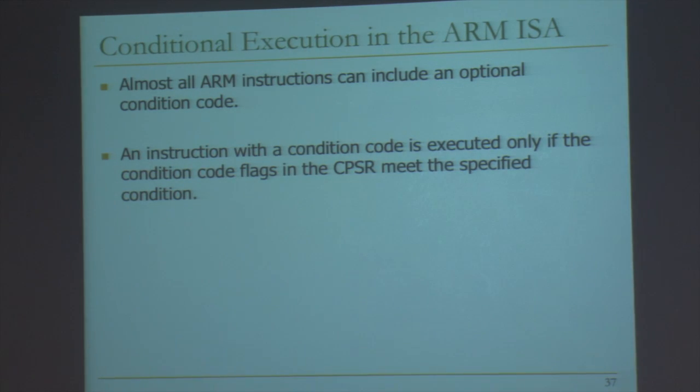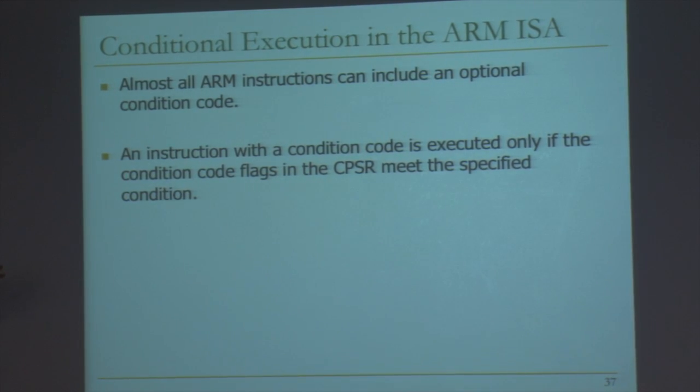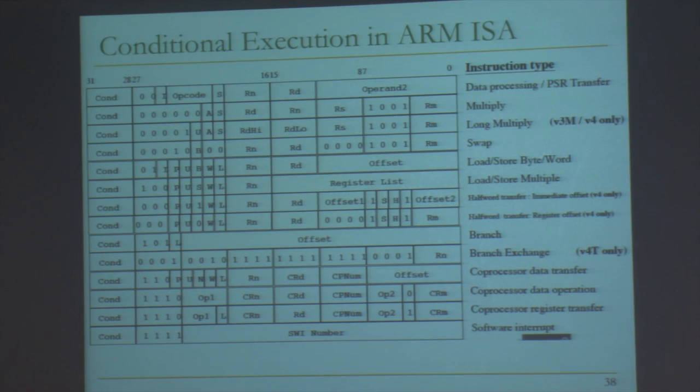Let's take a look at ARM very quickly. I don't think I'll spend a lot of time because we don't have a whole lot of time. But basically, ARM instructions can include an optional condition code. And an instruction with a condition code is executed only if the condition flags in the CPSR, the current program status register, meet the specified condition. So I've shown you this before.